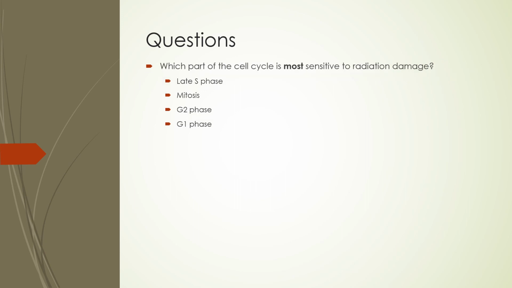Next question. Which part of the cell cycle is most sensitive to radiation damage? Your choices are late S phase, mitosis, G2 phase, G1 phase. The correct choice is mitosis.